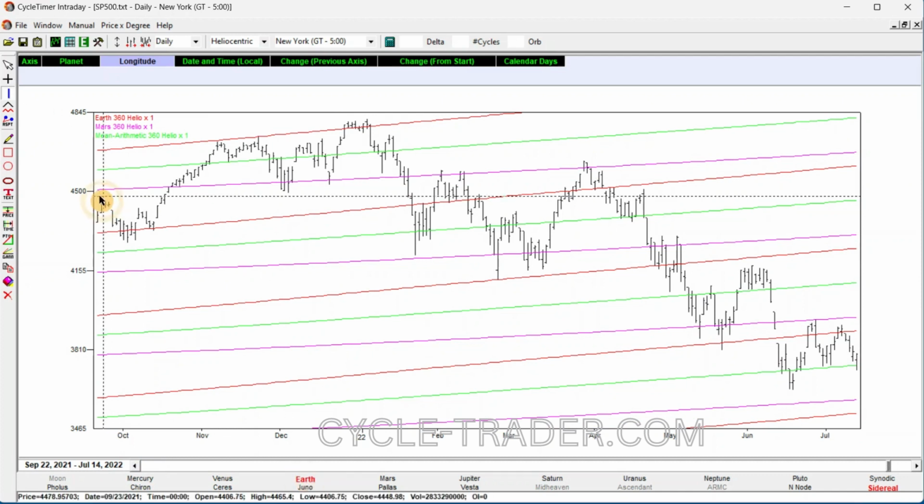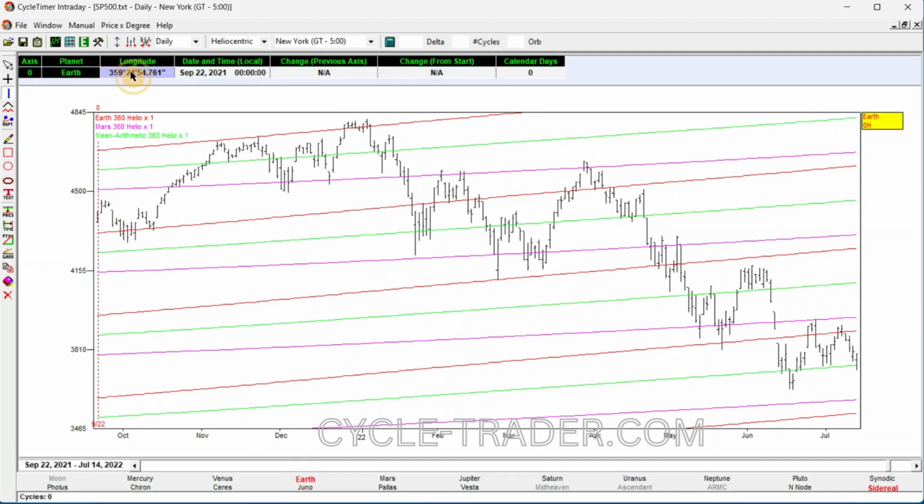Earth's longitude can be seen in the data view by clicking Earth on the lower toolbar and dragging the crosshairs to that date as shown. When 0 degrees is averaged with the magenta Mars line instead of 360, the average of the two shifts 180 degrees.